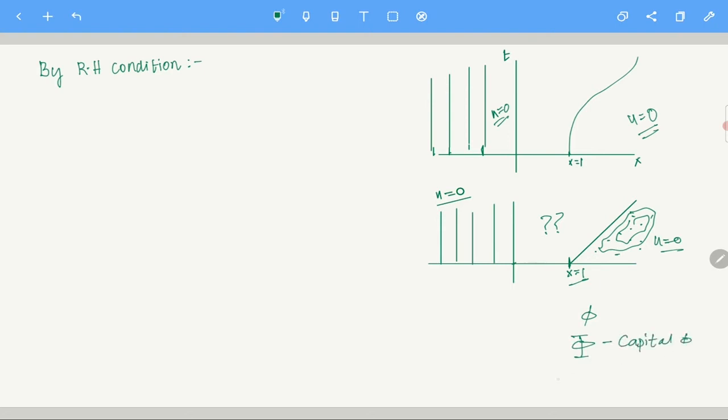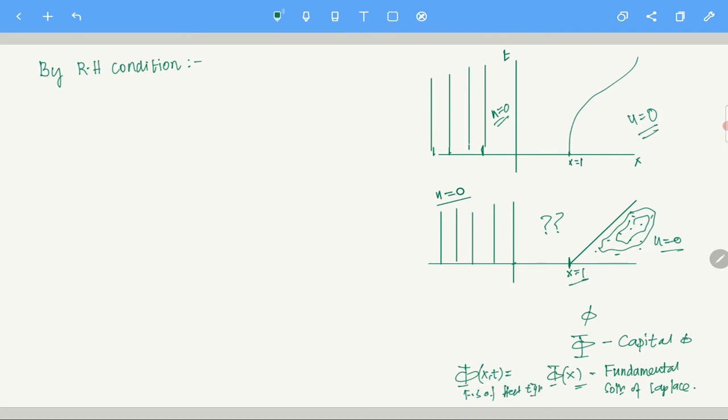If it is written like this, capital phi of x, then you already know that is the fundamental solution of Laplace equation. Again, you also know that if it is written like this, capital phi of x, t, it is the fundamental solution of heat equation. So do not get confused here.